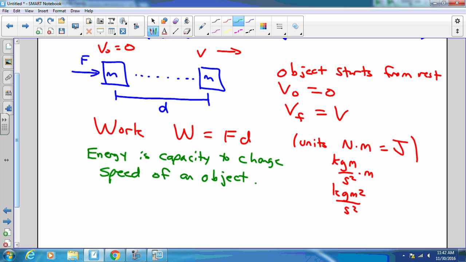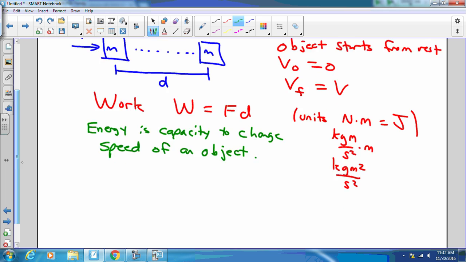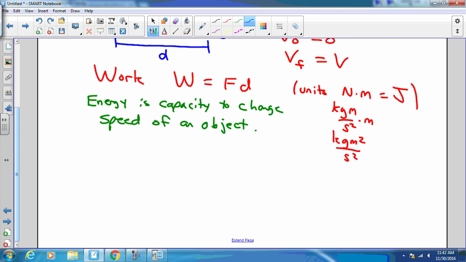We have one equation of motion that does not involve time. Do you remember what it is? V squared equals the initial v squared plus 2a times change in x.